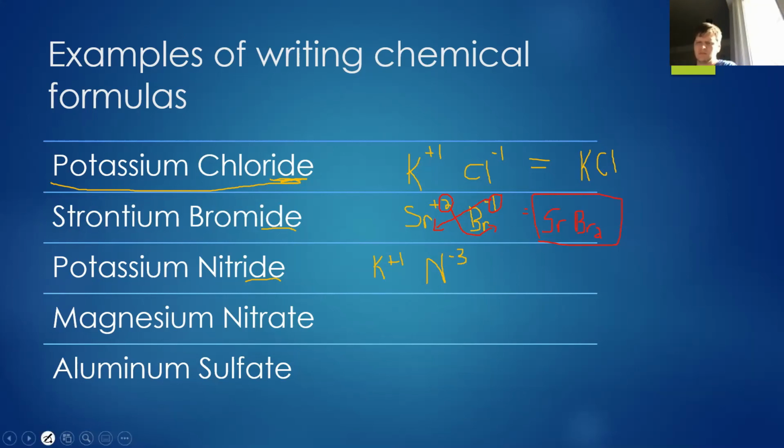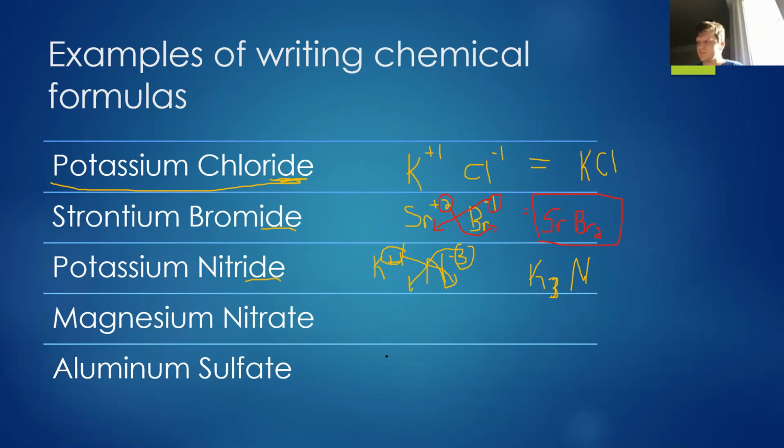Because it has 5 valence electrons and it wants to gain 3 to become noble gas configuration. So doing the crisscross method, oops, we need 1 nitrogen and 3 potassiums. So it would be K3N. Horrible writing.